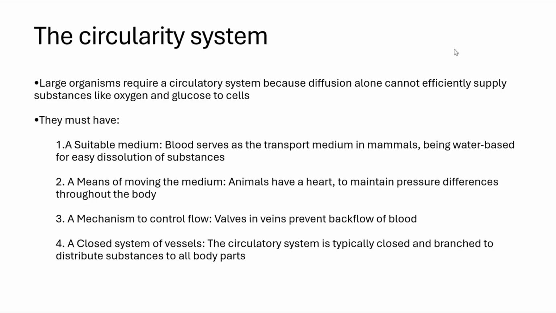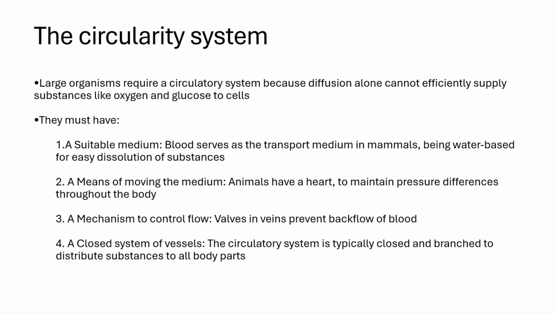Okay, cool. Circulatory system. Large organisms require a circulatory system because diffusion alone cannot efficiently supply substances like oxygen and glucose to the cells. There are four things that you have to have in a circulatory system. Number one is a suitable medium. Blood serves as that medium since it's water based. It means that substances can dissolve into it easily.